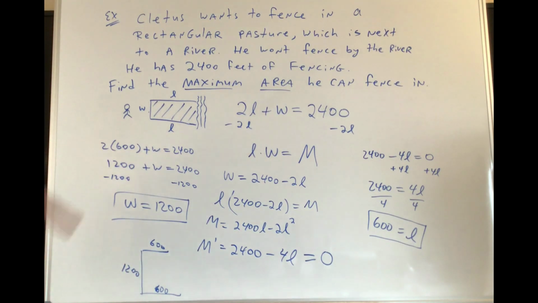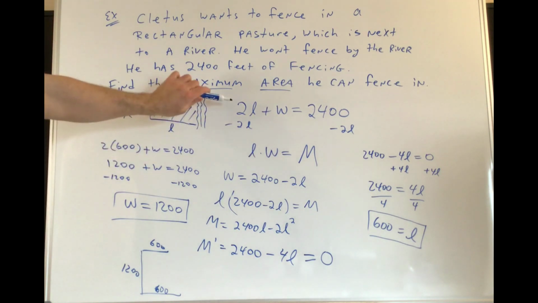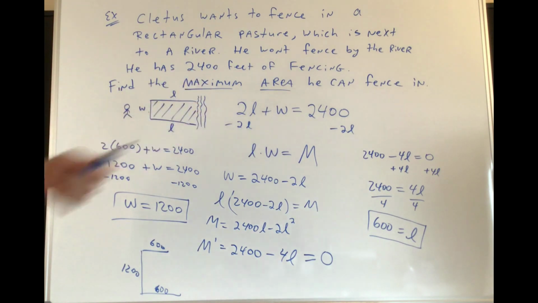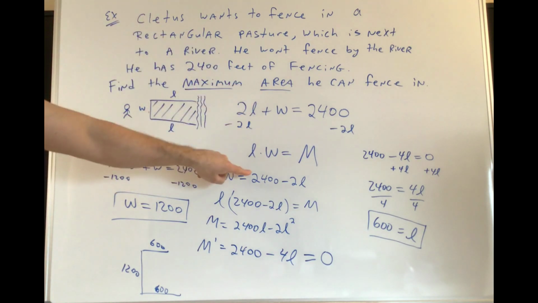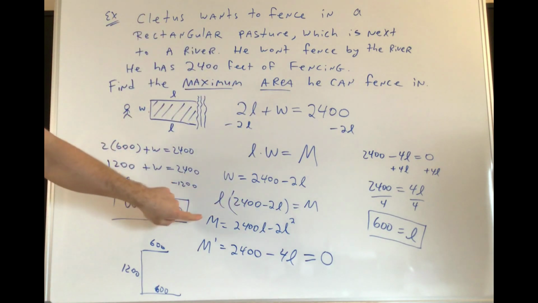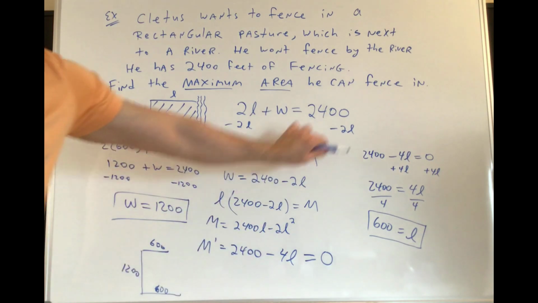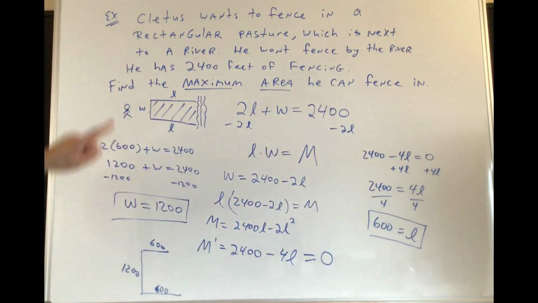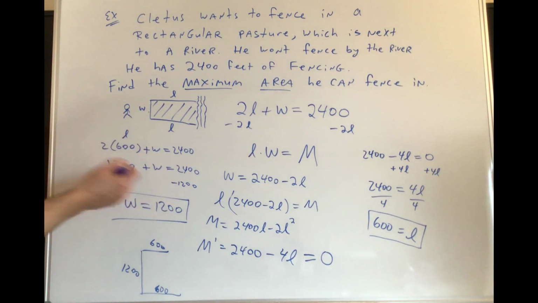So anyway, I made myself a picture. I made my two equations. I had to solve one of them for one of the letters. It's easier to solve for W. Plug it in. Take my max equation. Take the derivative of my max equation. Set it equal to 0. Solve for one of the letters. Go back and plug that letter in and solve for the second letter.